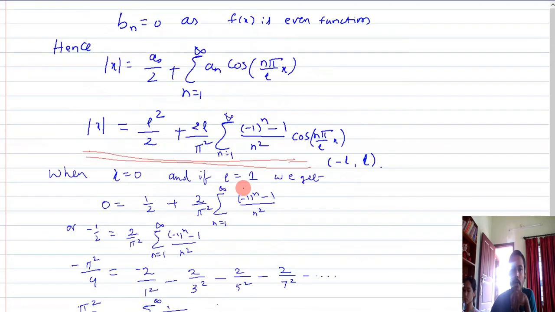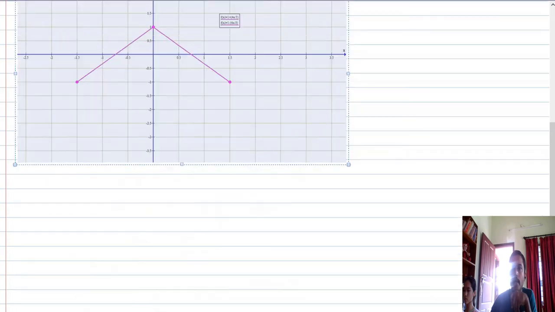So that is the answer for the first problem. If they didn't ask any deduce part, you can stop at mod x equal to something. If they ask for a deduction, you should do the remaining. Okay. Let us take another problem.